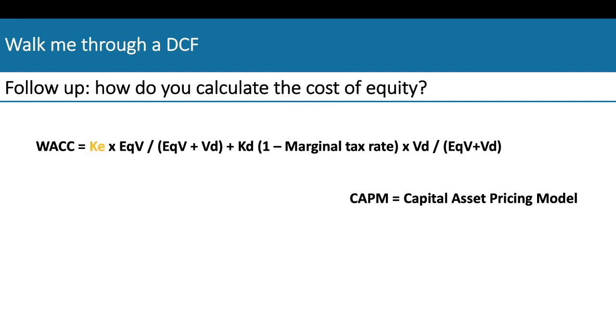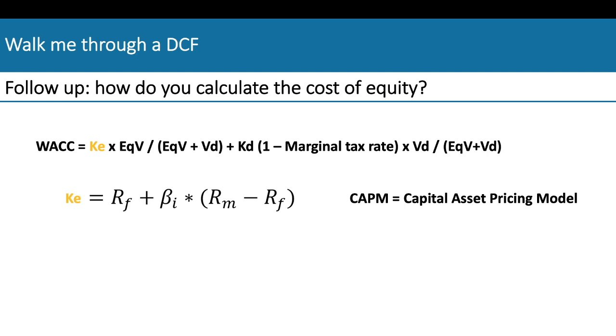And a really common question you'll get after this is, how do you determine the cost of equity? And the cost of equity is calculated using the CAPM, the capital asset pricing model. And the formula is that it's the risk-free rate plus the levered beta times the equity risk premium.